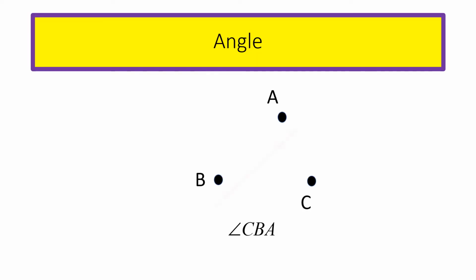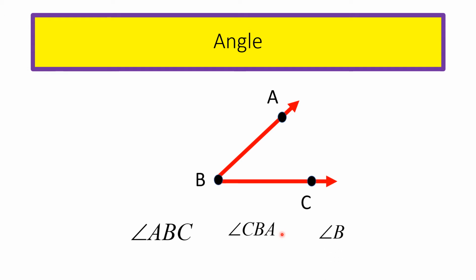So we have an angle. We have ray BA. Then we have another ray, ray BC. And we have a common endpoint, point B. The union of two non-collinear rays having a common endpoint is an angle. We can name the angle as angle ABC, or angle CBA, or use one letter, angle B.